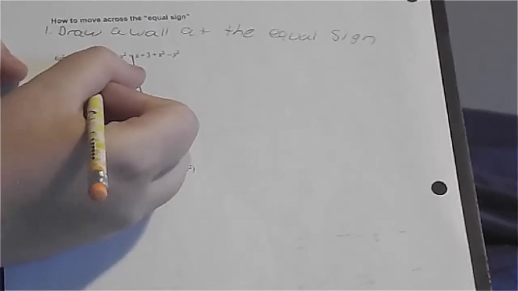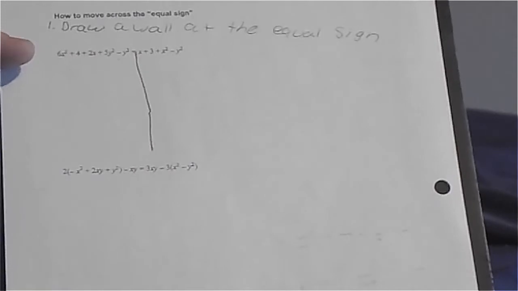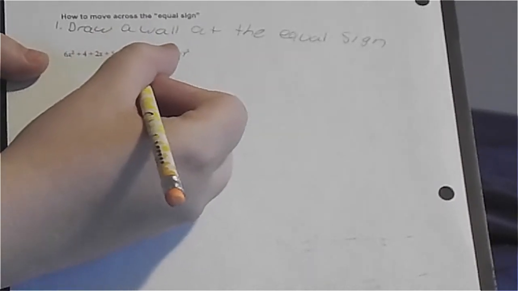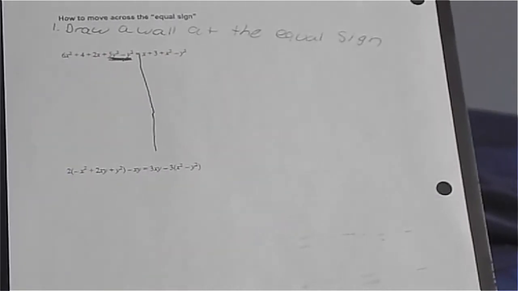So if I say, do I have any more x squareds? Not on this side of the wall. Do I have any more just numbers? Not on this side of the wall. Do I have any more 2x's? Not on this side of the wall. But do I have any more y squareds? Well, this is 5y squared and then minus a y squared. So those are actually like terms that are on the same side of the wall. So it's okay for those to combine together.